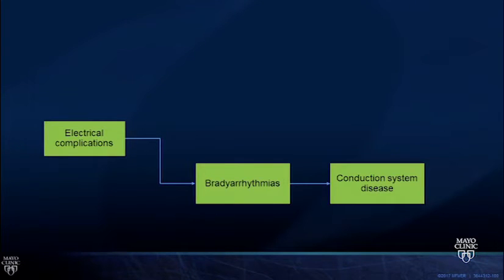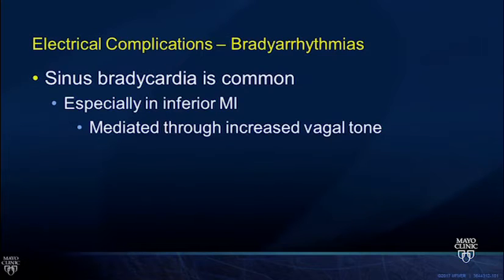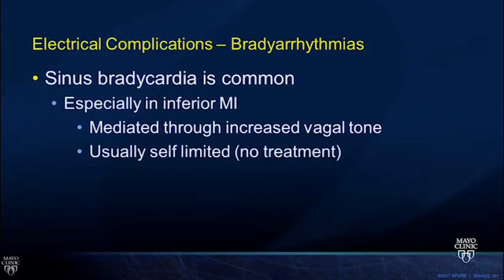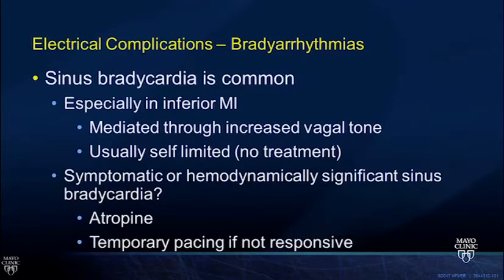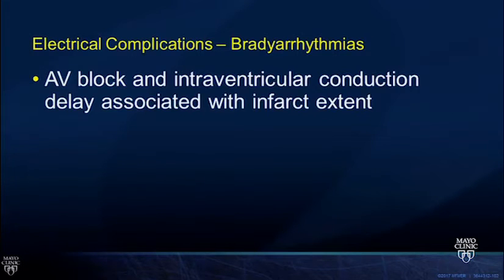Bradyarrhythmias, this is when things go too slow. So sinus bradycardia can be quite common, especially in inferior MI, because there's a lot of vagal tone in that setting. Oftentimes this is self-limited and can just be observed. If the patient is symptomatic or hemodynamically unstable, your first thing that you reach for is atropine, and then you could think about temporary pacing if that's insufficient.